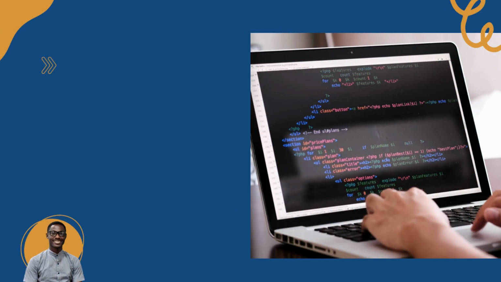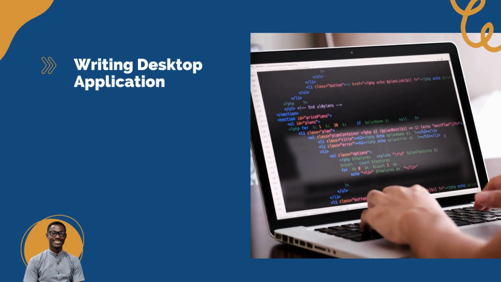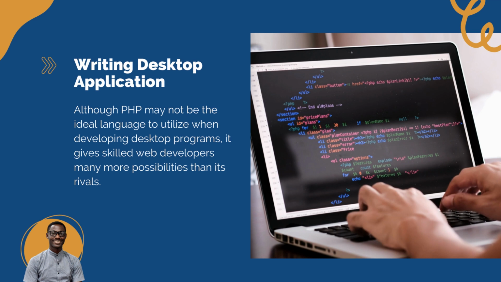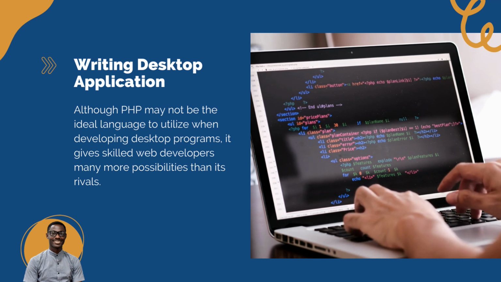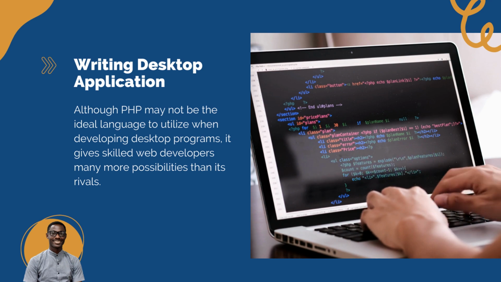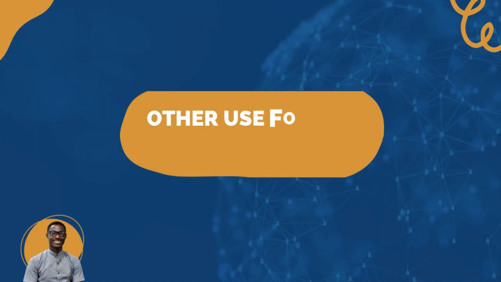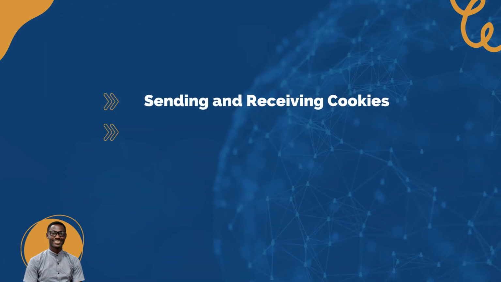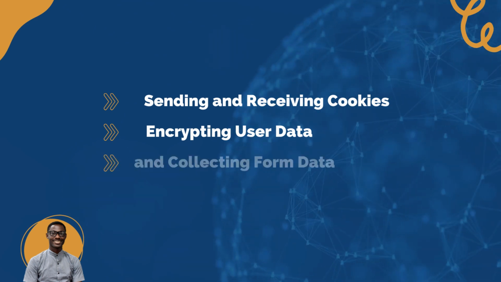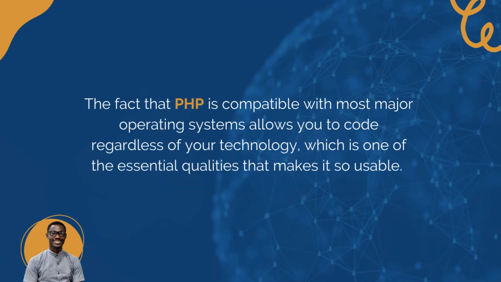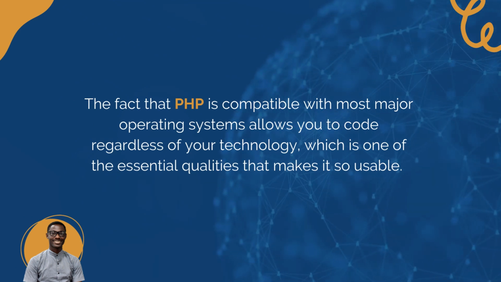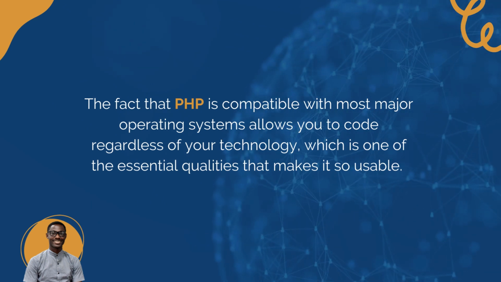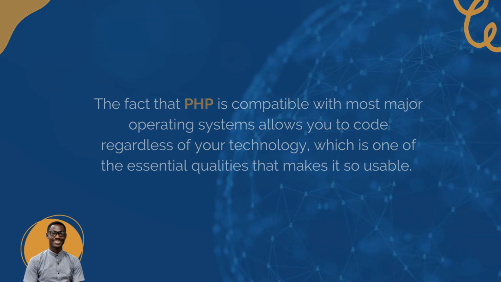Another area where PHP can be used is writing desktop applications. Although PHP may not be the ideal language to utilize when developing desktop programs, it gives skilled developers many more possibilities than its rivals. Other uses of PHP include, but are not limited to, sending and receiving cookies, encrypting user data, and collecting form data. The fact that PHP is compatible with most of the major operating systems allows you to code regardless of the technology you are using, which is one of the key qualities that make it so usable.